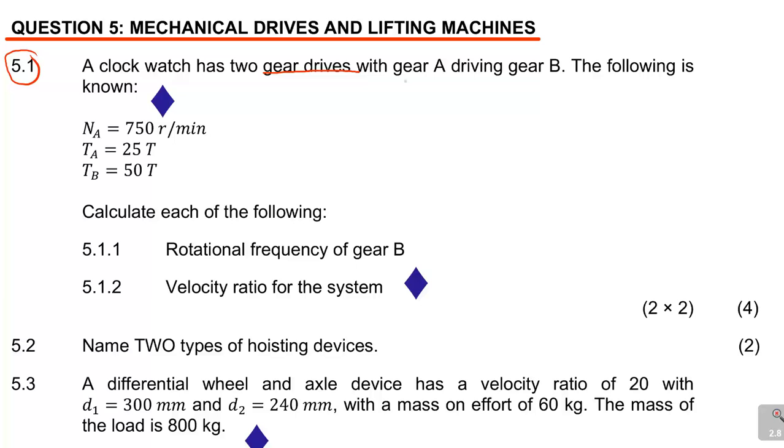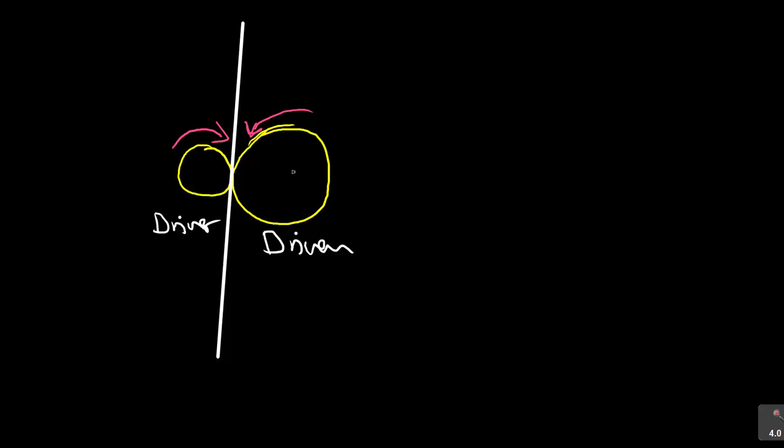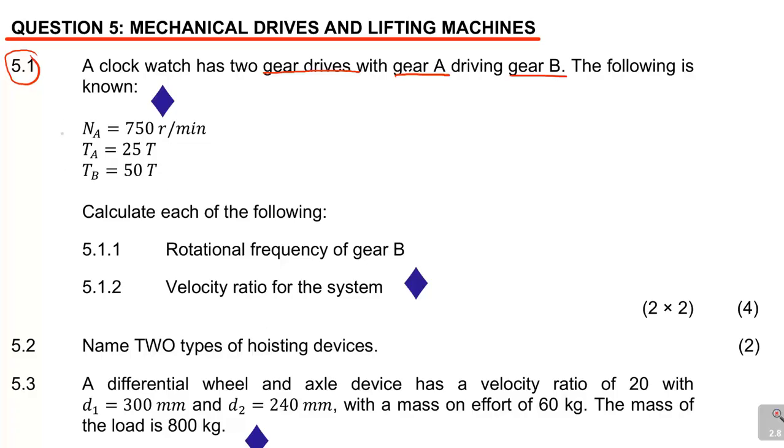And then let's look at the information. It says a clock watch has 2 gear drives, with gear A driving gear B. So we've got gear A as the driver and gear B as the driven. So I come here and say the driven is gear B, the driver is gear A. Now they give us information about these 2 gears. It says NA, which is the rotational frequency or the rotational speed of gear A, is 750 rotations per minute.